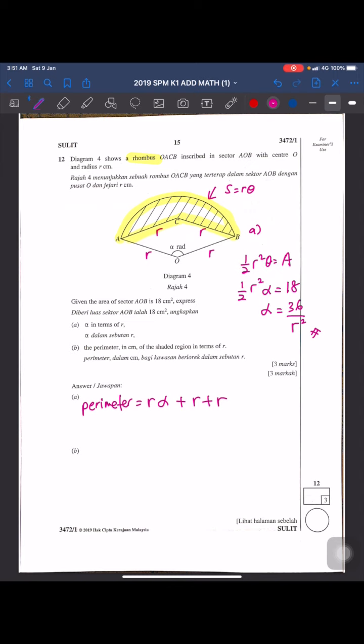Sebab dia nak in term of R kan. So tak ada masalah. So R alpha is 36 over R square plus 2 R. So ini boleh potong. So 36 over R plus 2 R. So that's it untuk perimeter in term of R. Saya rasa soalan ni agak straightforward. So settle nombor 12.